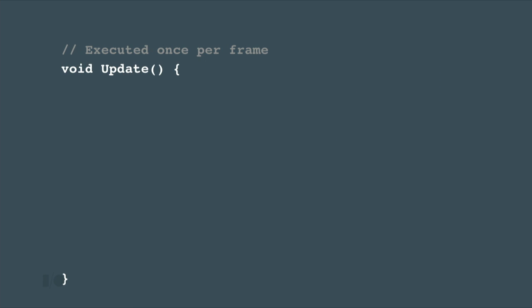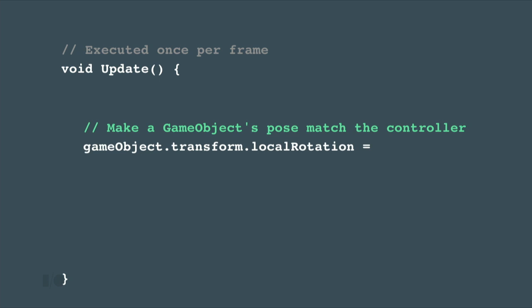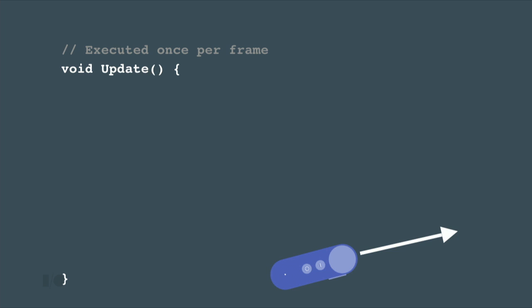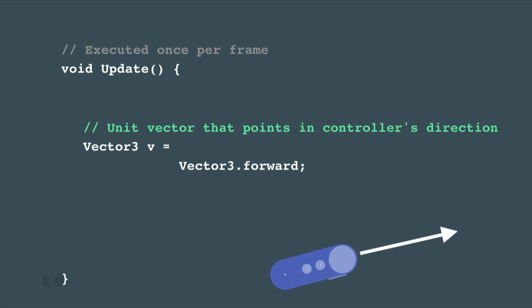Let's take a look at an example code. Let's suppose that I have an object, and I want that object to match the pose of the controller. All I need to do is set the object's local rotation to the controller's rotation by calling GvrController.Orientation. It's that simple. Suppose now that you want to have a vector that represents where the controller is pointing at.